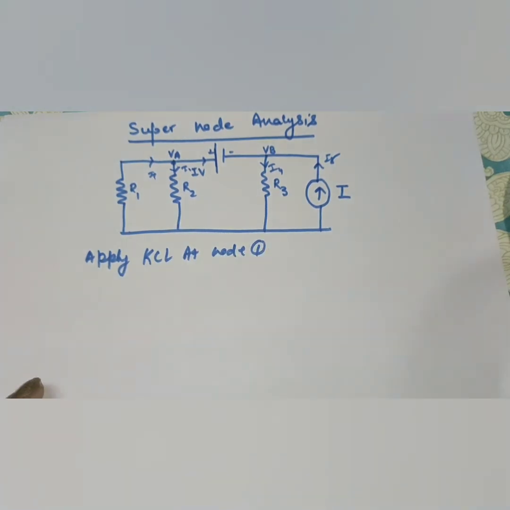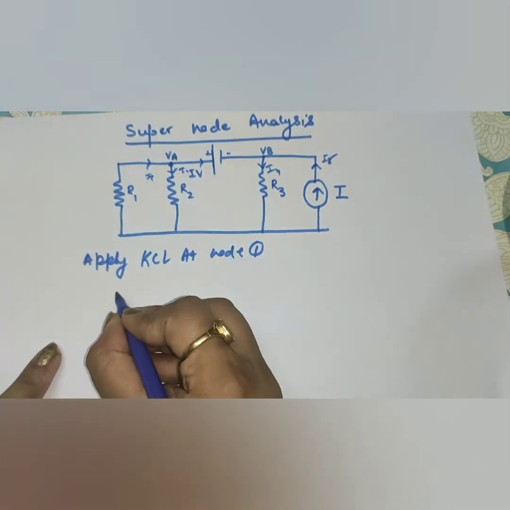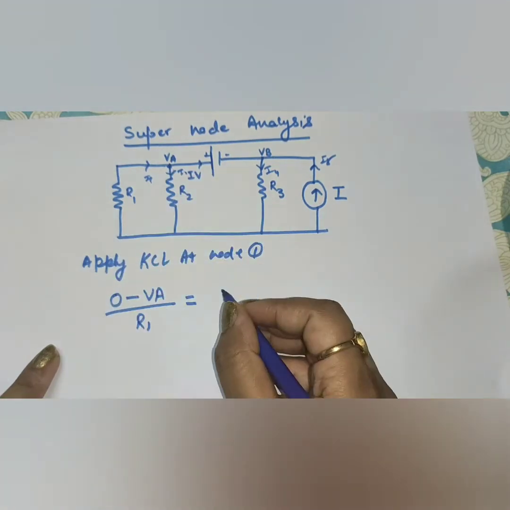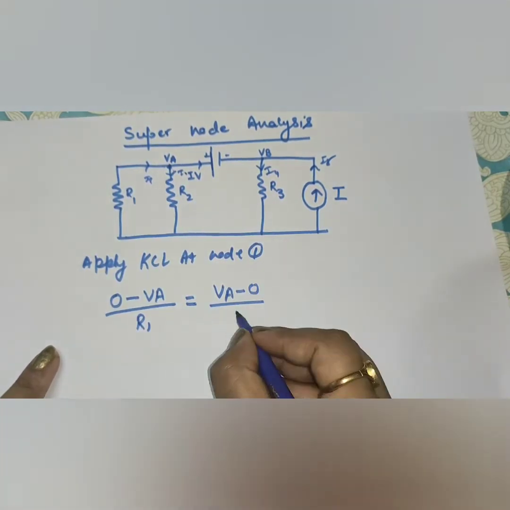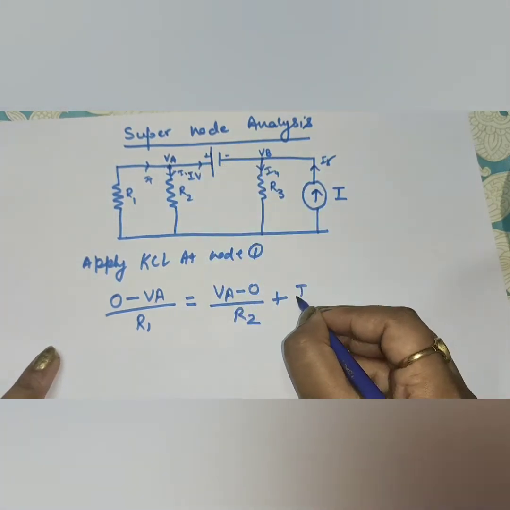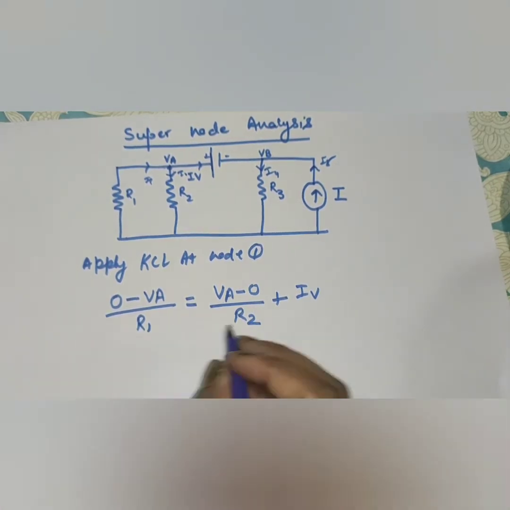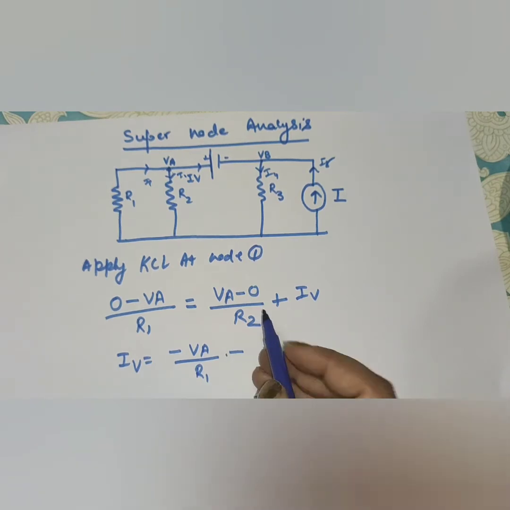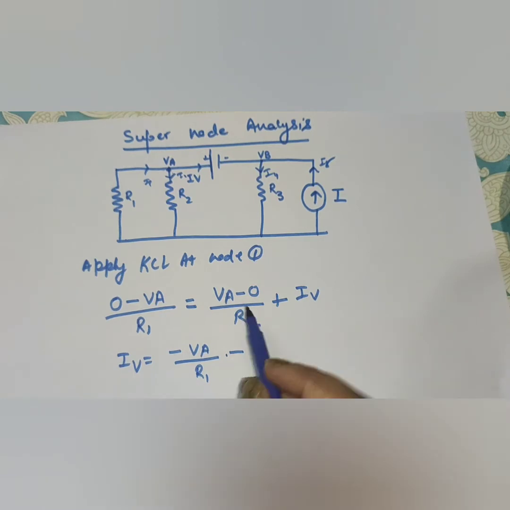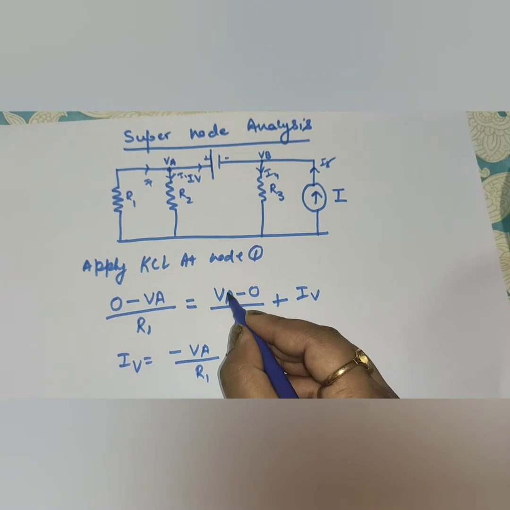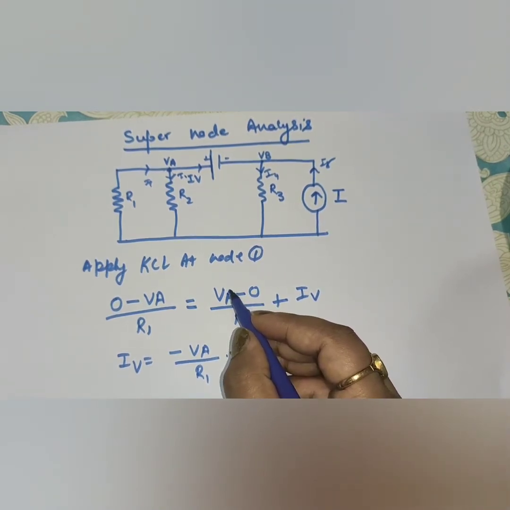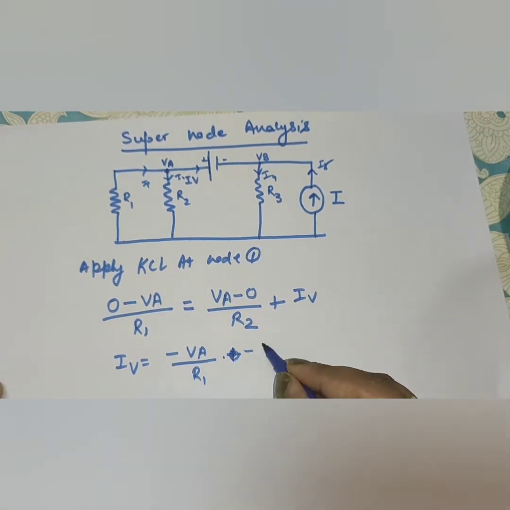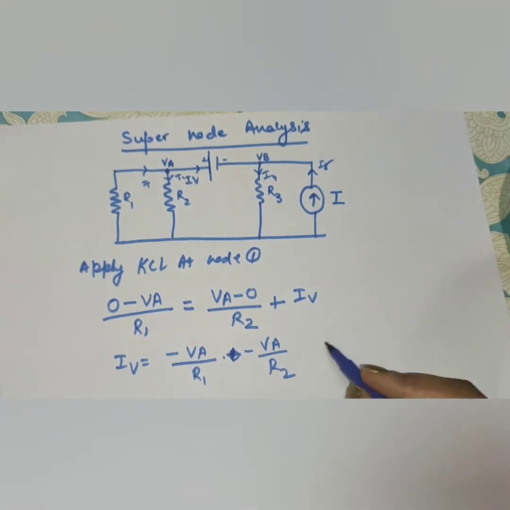at node 1. OK, what we did is apply KCL at a node. That will be 0 minus VA upon R1 equal to incoming current equal to outgoing current, that will be VA minus 0 upon R2 plus IV. OK, now for rearranging this, IV equal to minus VA upon R1 minus VA upon R2. So this is your equation 1.